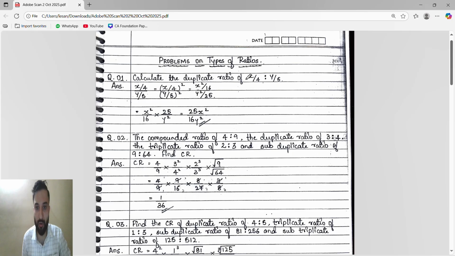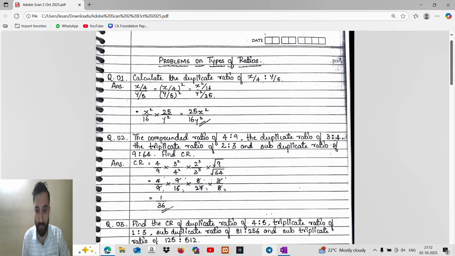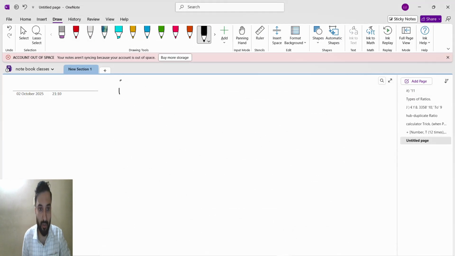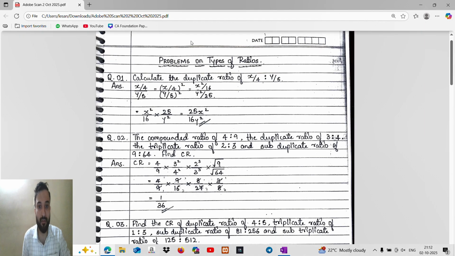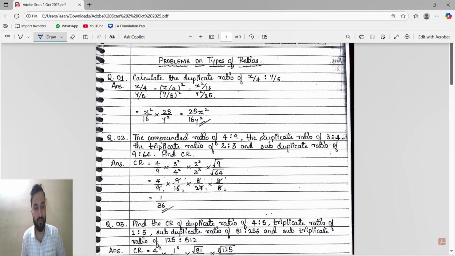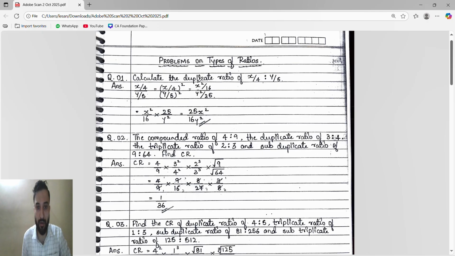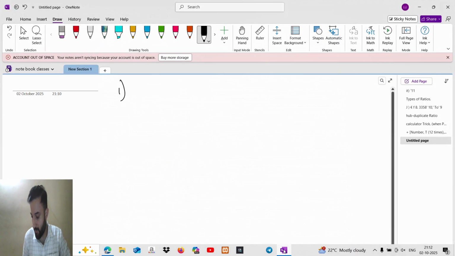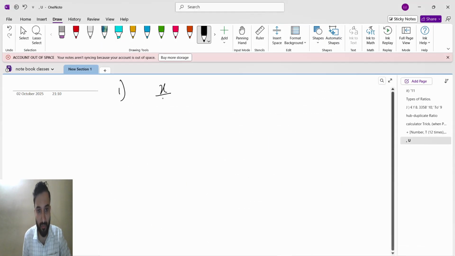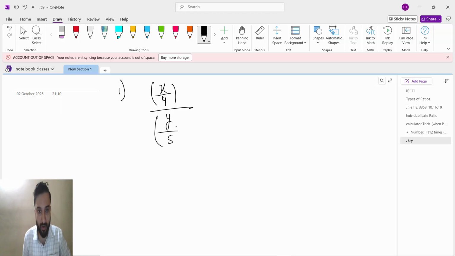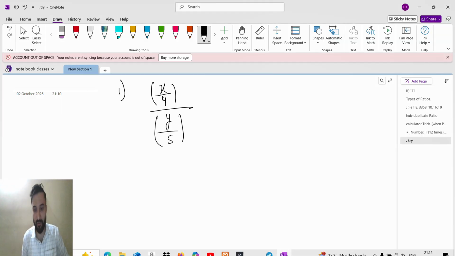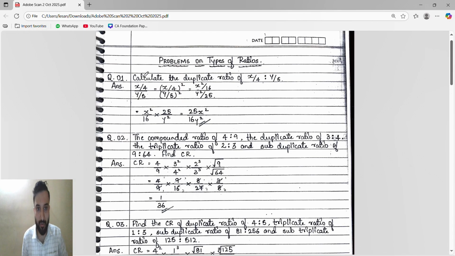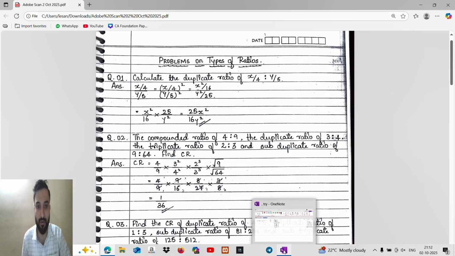They said calculate the duplicate ratio of x by 4 is to y by 5. Guys, don't ask for the PDF and all. I'm not going to share this PDF. The ratio is x by 4 divided by y by 5, right? So write on the question number 1, calculate the duplicate ratio of this, and then you have to write down the solution. The solution I will do here.